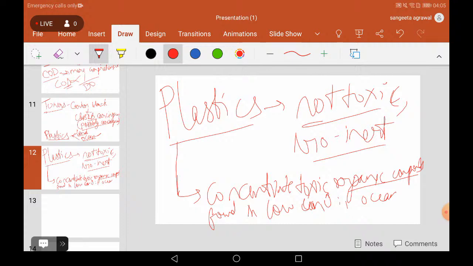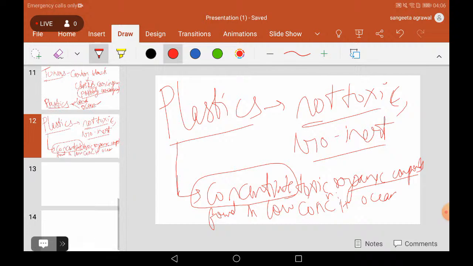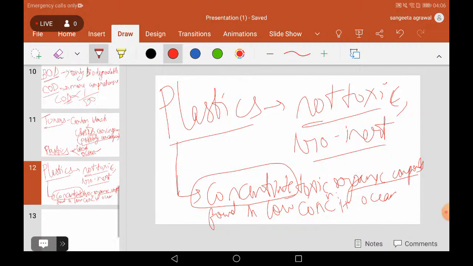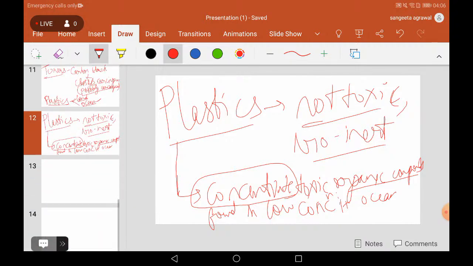So when they are present in the ocean, these toxic organic compounds are not much of a concern, at least not for the humans, right? But when the plastic is also there, what plastic does is it concentrates these toxic organic compounds, and this results in something we call biomagnification, bioaccumulation, and that causes problems for us. So that's why plastics in oceans are more harmful than the plastics on land.